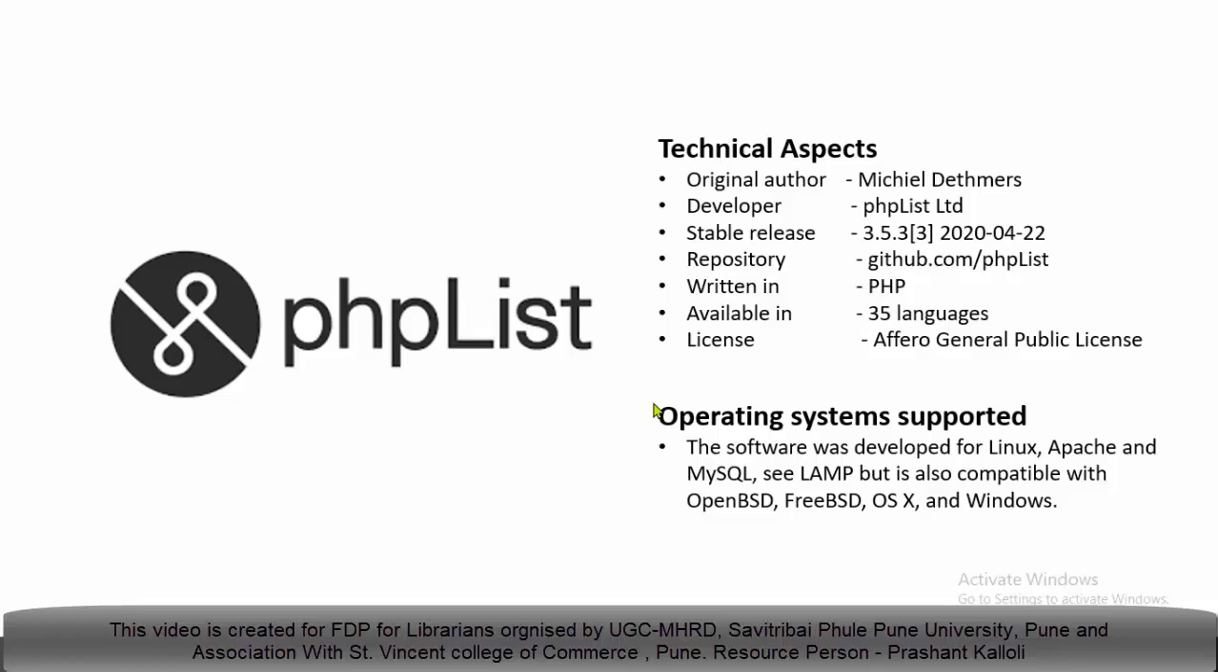PHPList is used throughout the world. Its translation is available in 35 languages. It is compatible with Windows, Linux, OpenBSD, FreeBSD, and OS X, all these operating systems. The great thing is you can use XAMPP, WAMP and LAMP to implement PHPList. It is very easy to install PHPList on your server, computer and hosting services.